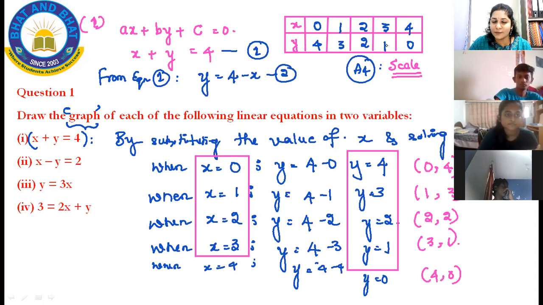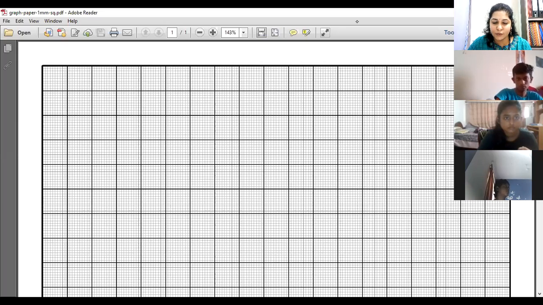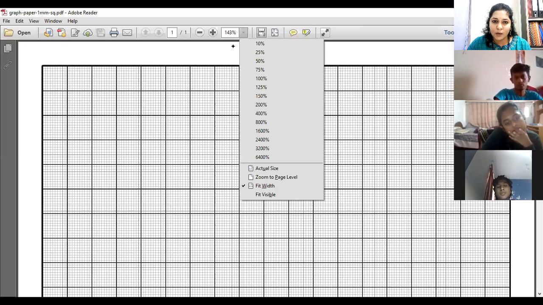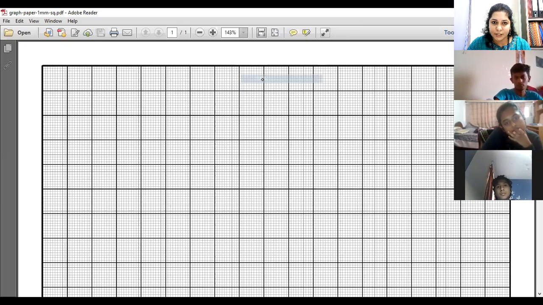So remember these values. Now I will be sharing a graph sheet. I hope the graph sheet is visible to all of you. Is it visible? Yes, ma'am. So you guys also have a graph sheet, correct?